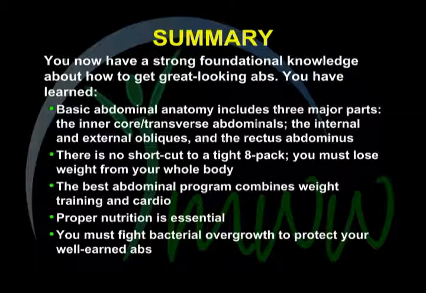In summary, you now have a strong foundational knowledge about how to get great-looking abs. You have learned basic abdominal anatomy includes 3 major parts: the inner core transverse abdominals, the internal and external obliques, and the rectus abdominis. There is no shortcut to a tight 8-pack. You must lose weight from your whole body. There's no such thing as spot reducing. The best ab program combines weight training and cardio. Proper nutrition is essential. You must fight bacterial overgrowth to protect your well-earned abs.